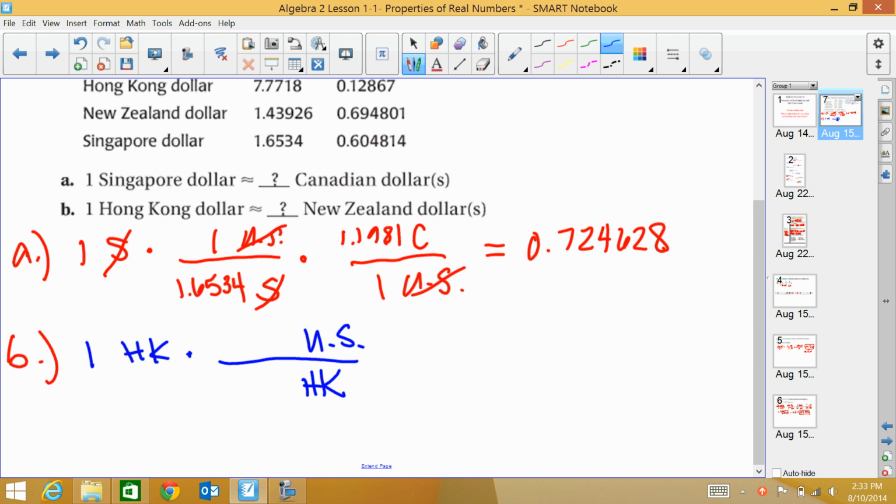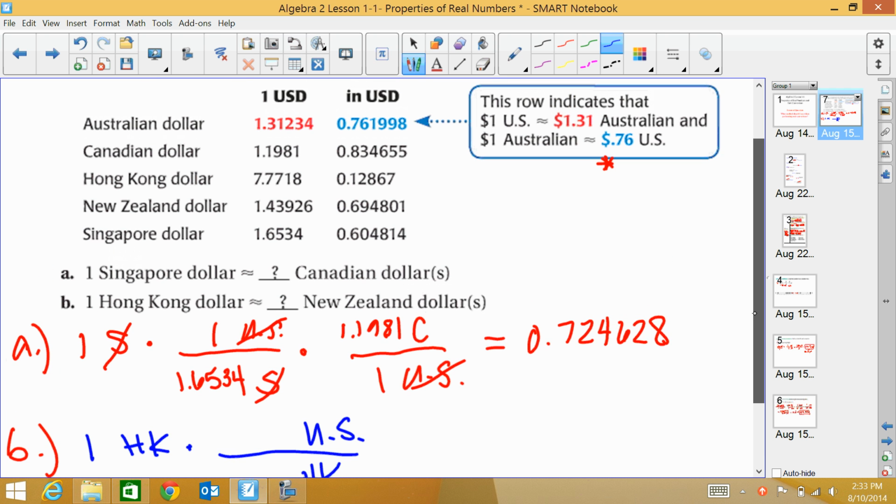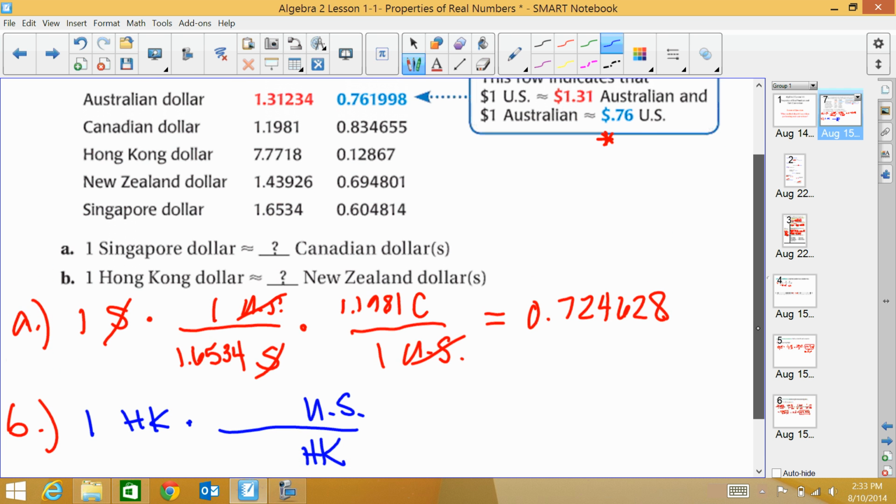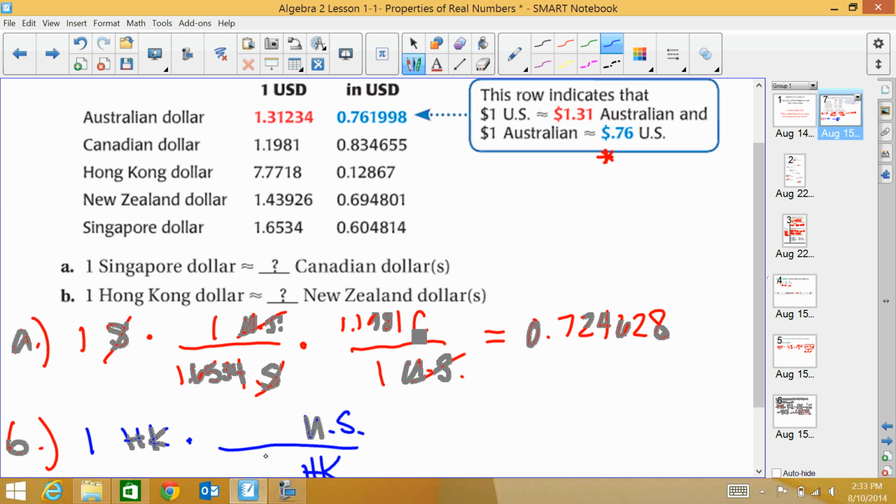Now I'm going to do it the other way this time using the other part of the chart just so you could see how you could use both answers or both sides and get the same answer. So this time I'm going to use 1 Hong Kong dollar and see how much that is in US dollars. So Hong Kong dollar is equal to 0.12867 in US dollars. So we have 0.12867.